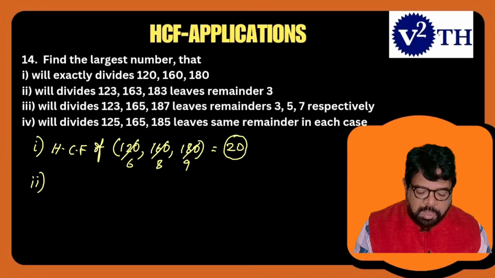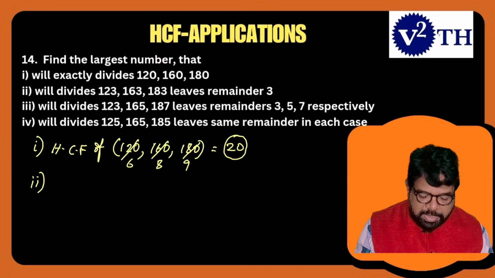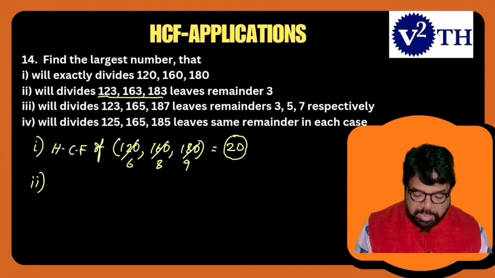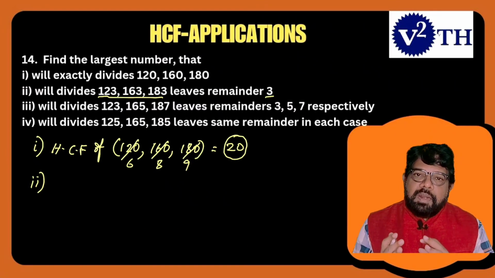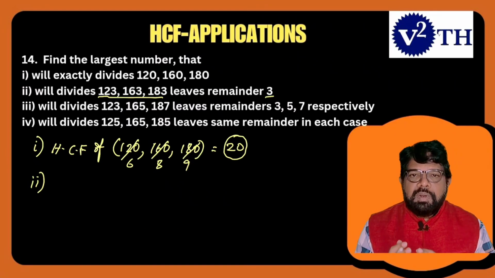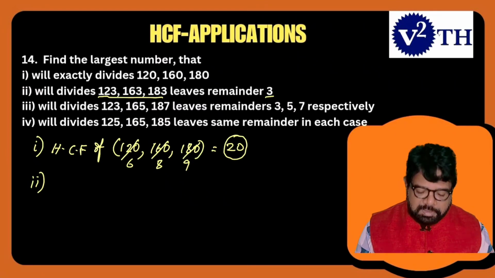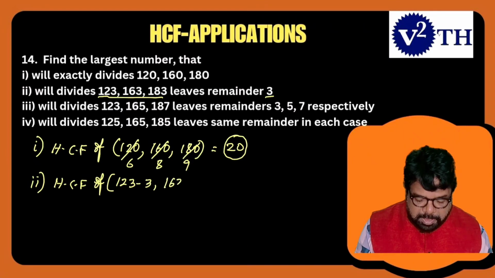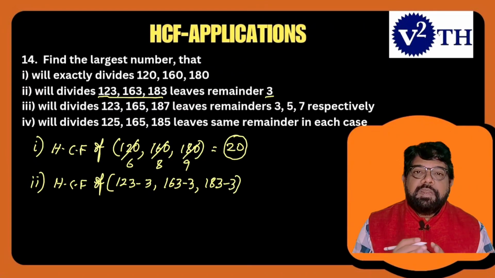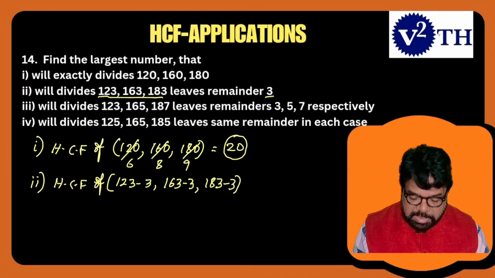What is the second question here? That will divide 123, 163, 183, leaves remainder 3. Remainder 3 is given in each and every case. So what you do, that remainder is to be subtracted from each and every number, and for the remaining values you have to calculate the HCF. So what you have to calculate? HCF of 123 minus 3, 163 minus 3, 183 minus 3. From each and every number, the remainder is to be subtracted. For the rest of the values, you have to calculate the HCF.